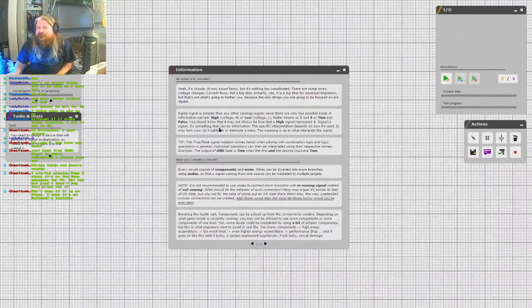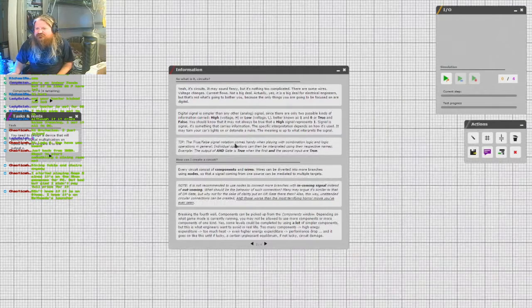You should know that it may not always be true that a high signal represents one. Signal is signal. It sometimes carries information. It's something that carries information. The specific interpretation depends on how it is used. It may turn your car's lights on or detonate a nuke. The meaning is up to what interprets the signal.